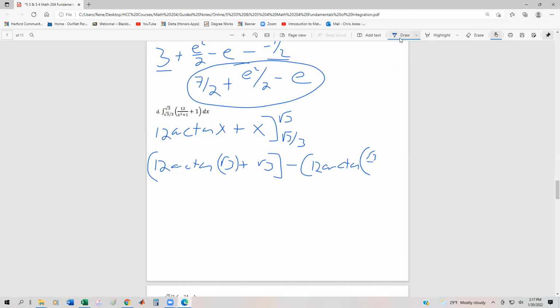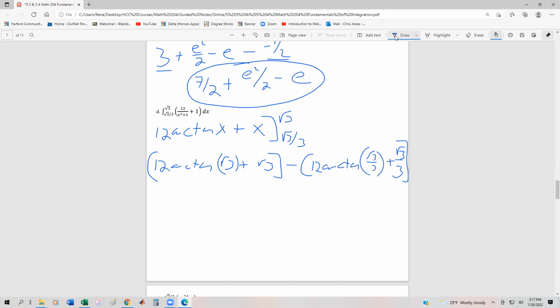Of root 3 over 3 plus root 3 over 3. Just enough room there. Okay. Now, here's how we evaluate that arctan. Arctan of root 3 is really asking the question, the tan of what angle is equal to the square root of 3? And that's 60 degrees, or pi thirds.